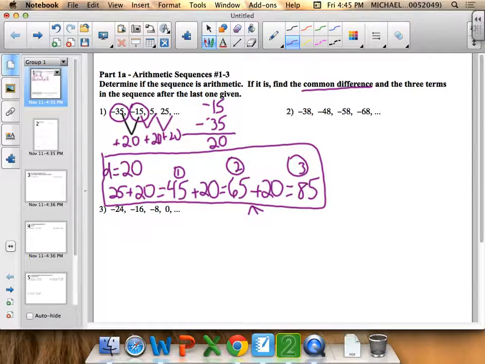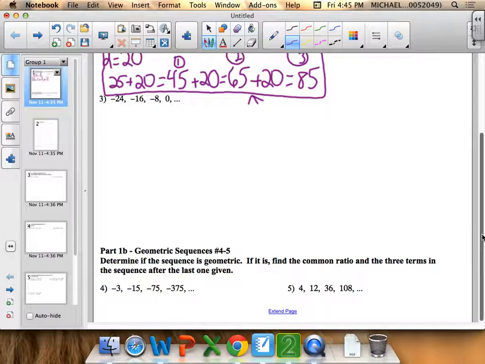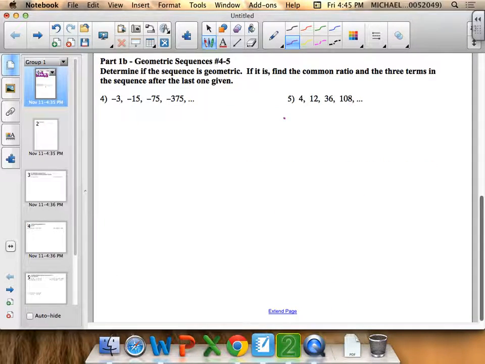All right, I'm going to scroll down now, and part 1B is the same concept, except part 1B says geometric sequences. So for geometric sequences, I'm going to do number 4, you guys are going to do number 5. It says determine if the sequence is geometric. If it is, then there's going to be a common ratio, meaning that multiplication or division is happening. I need to find the common ratio and then the 3 terms in the sequence after that. So the common ratio, again, if it's being multiplied or divided by, I do the same process though.